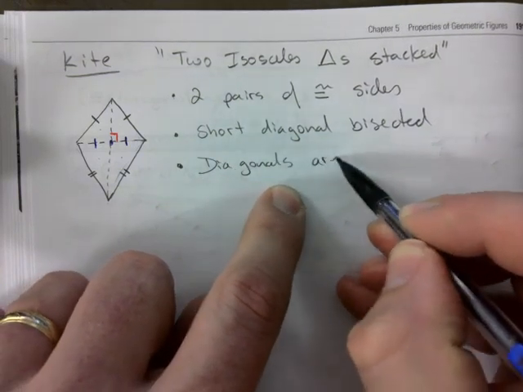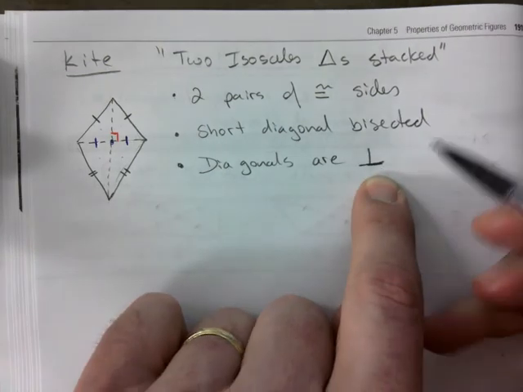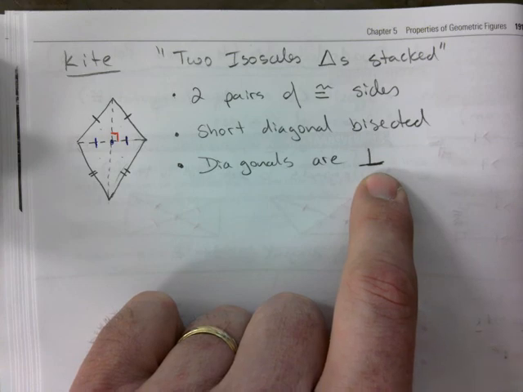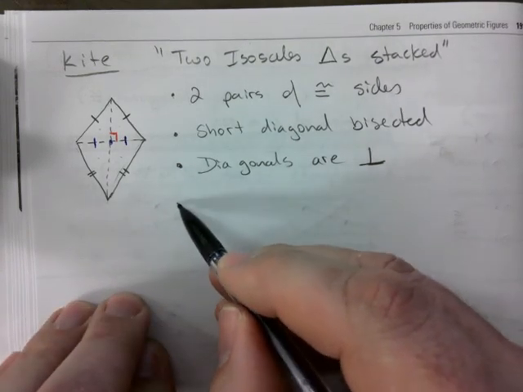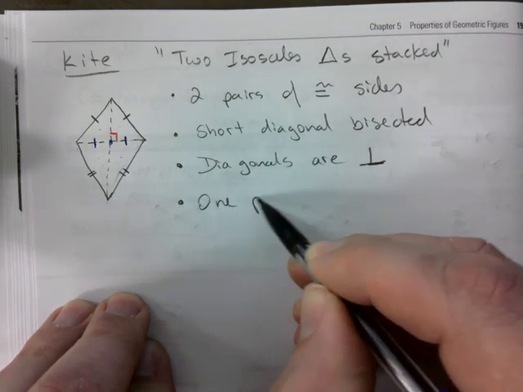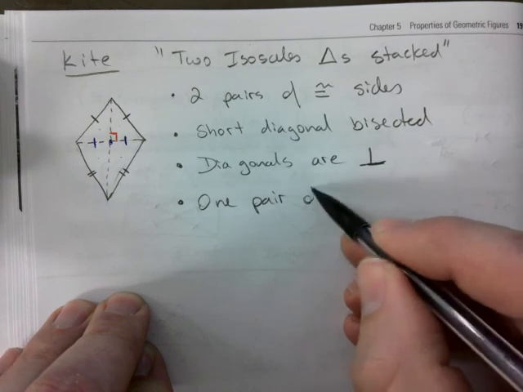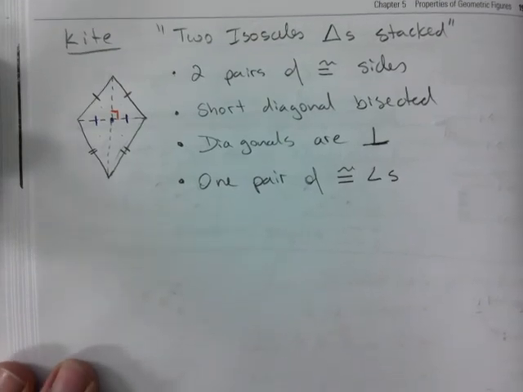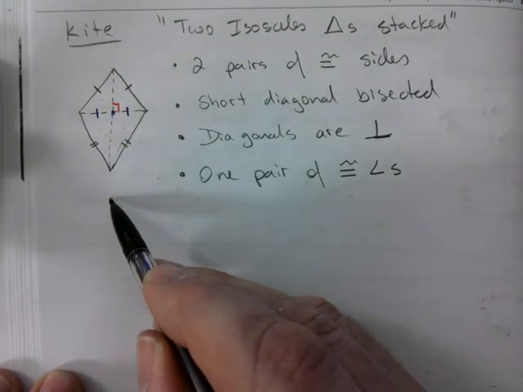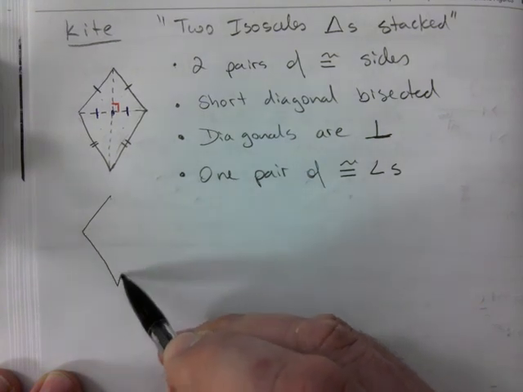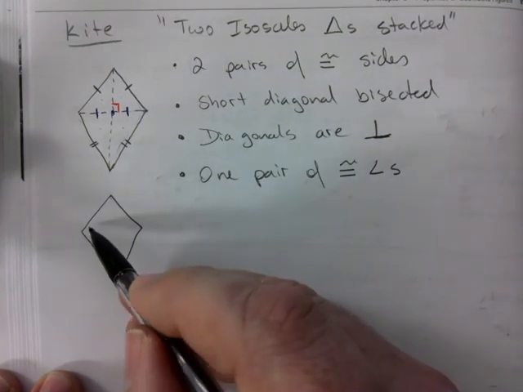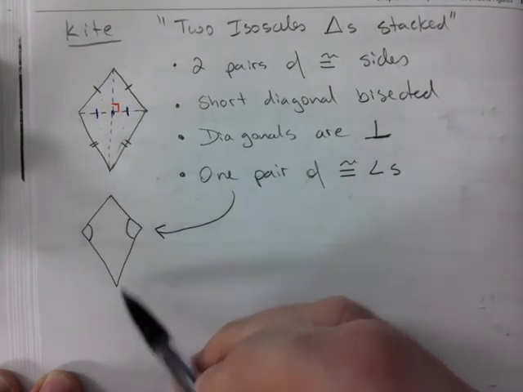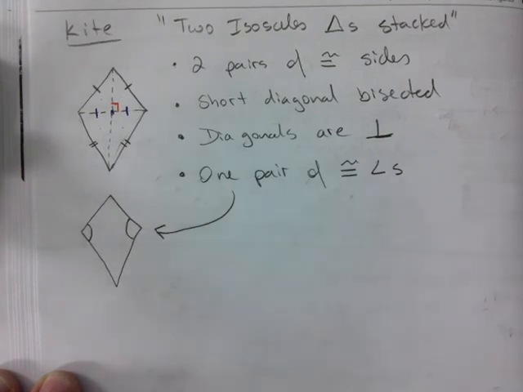diagonals are, what does this symbol mean? Bonus question. Perpendicular, right? Which means they meet at a 90. And last but not least, one pair of congruent angles. And this is where I'm going to give you a diagram, a separate one. What that means is just draw a kite to the best of your ability. And these two angles, only these two are the same. Not the top and bottom, only the one that's connected by the shorter diagonal.